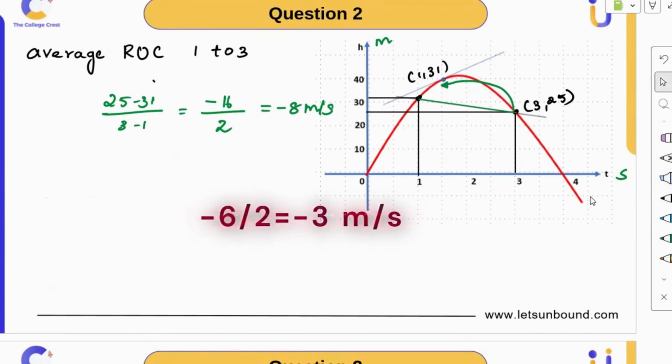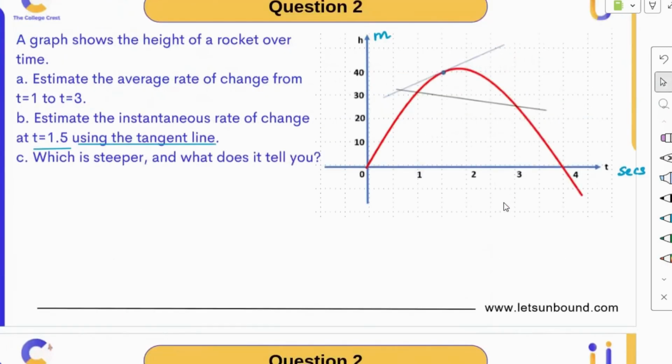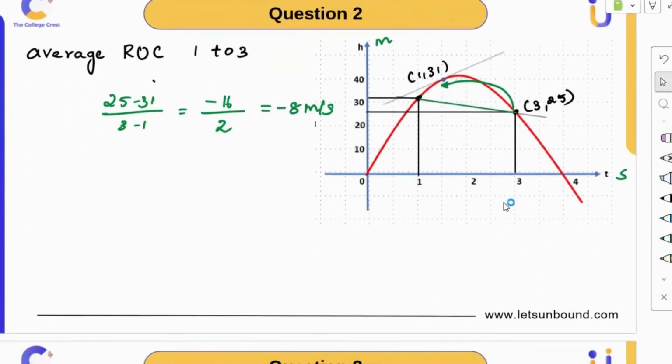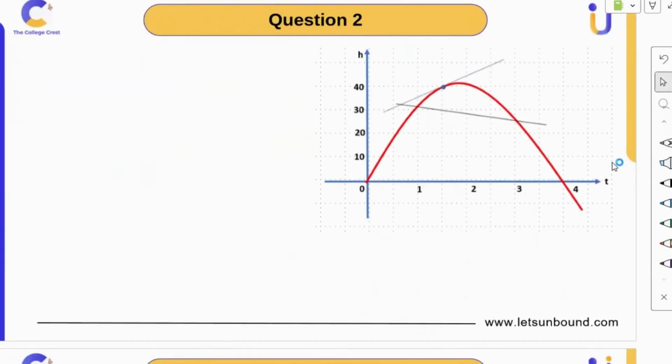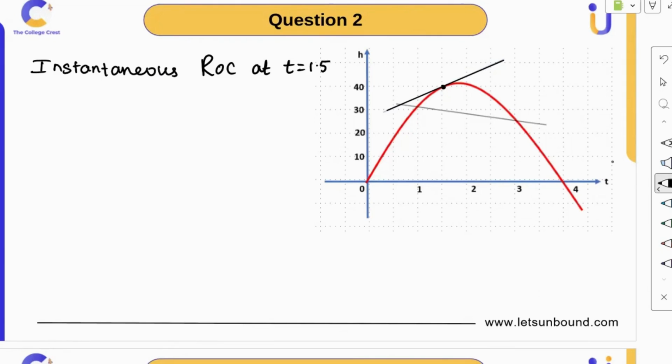Next one, estimate the instantaneous rate of change using a tangent line. Instantaneous rate of change using a tangent line means the slope of a tangent line, which is the instantaneous rate of change at that moment. So you want the instantaneous rate of change here, draw a tangent, find the slope of the line. Very simple. They're asking at t equal to 1.5. So at 1.5, they have already drawn the tangent for us.